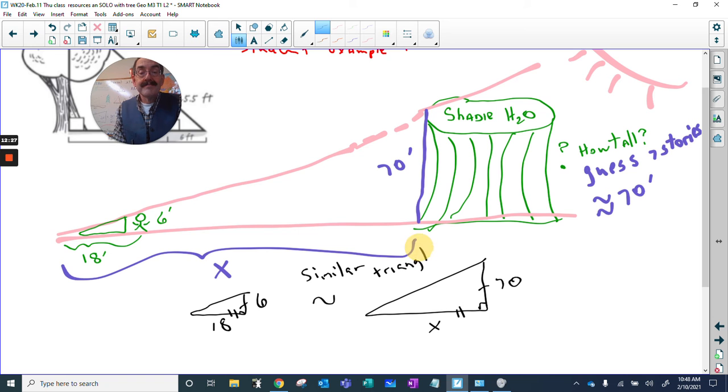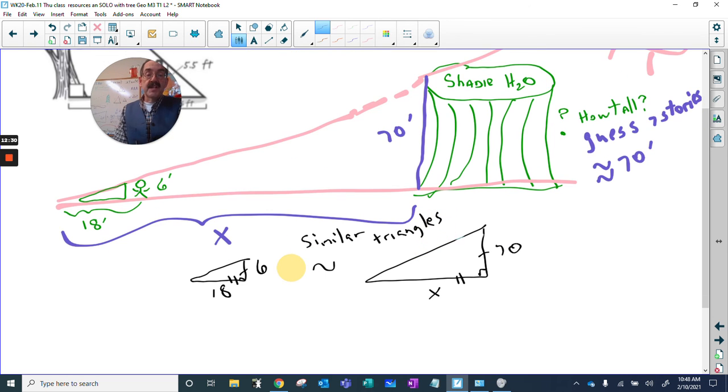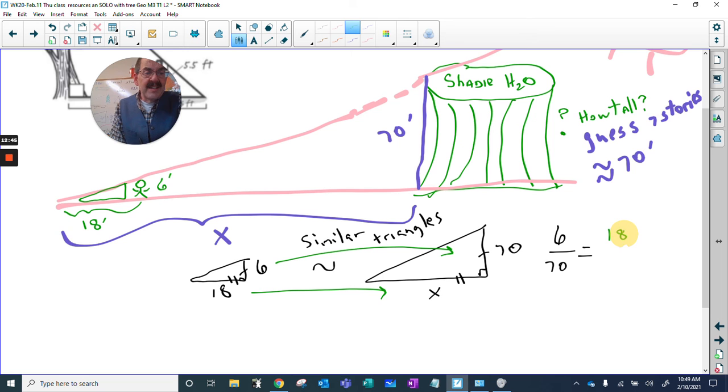Okay, now we're going to set it up. 6 to 70. 6 goes to 70, so I went this direction. You don't have to. 6 to 70 has 18 to X. You could have done this: 6 goes to the 18 as 70 goes to the X. You see how you get the same answer?